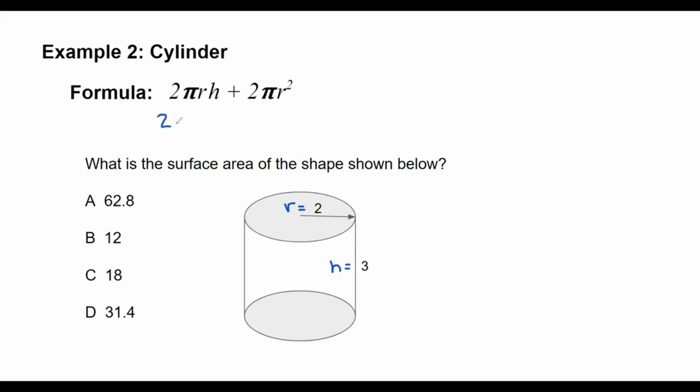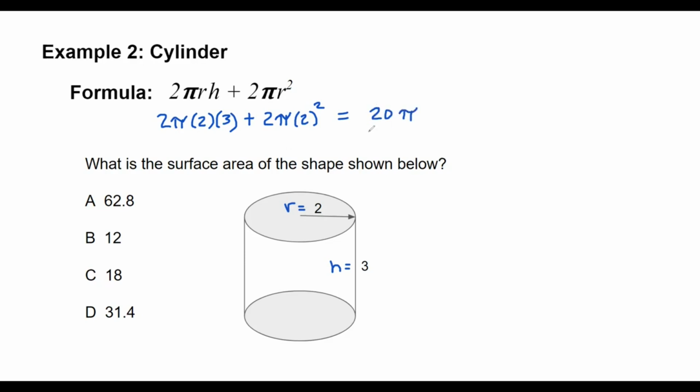So 2 times pi, use your pi button in your calculator, times 2 times our height of 3. Then we add the second part, which is 2 times pi times our radius squared, times 2 squared. Let the calculator do that work, and you should get the answer 20 pi.